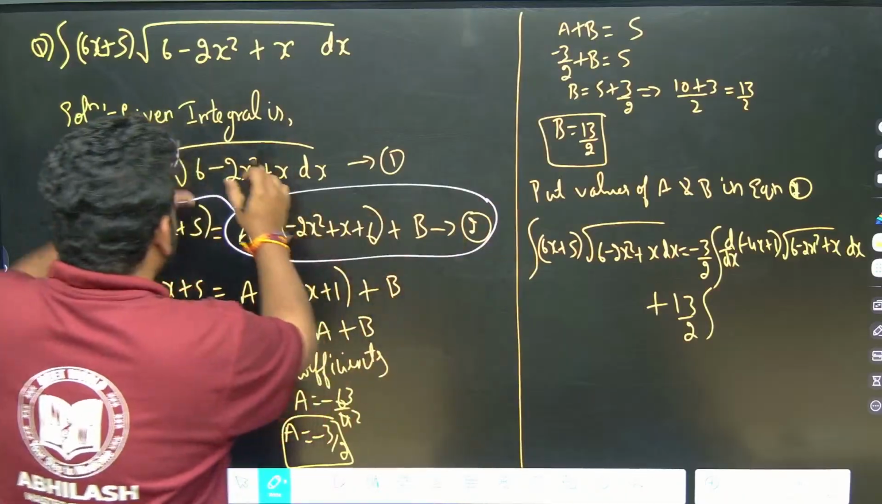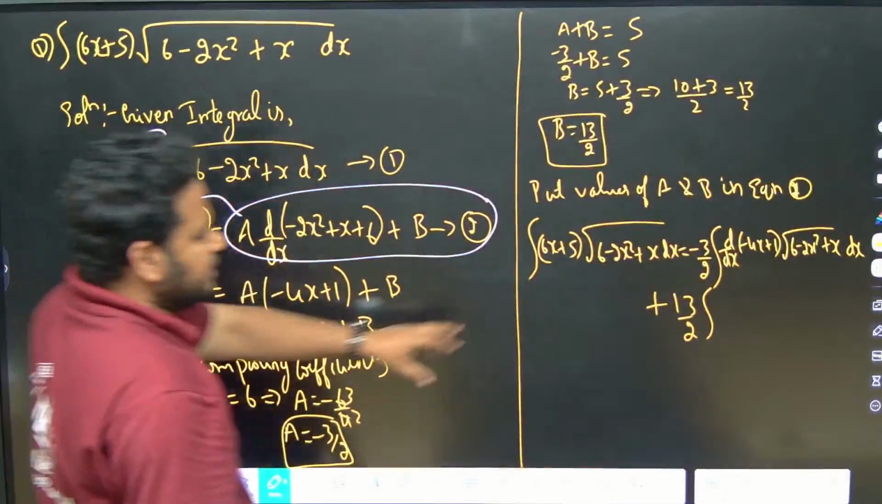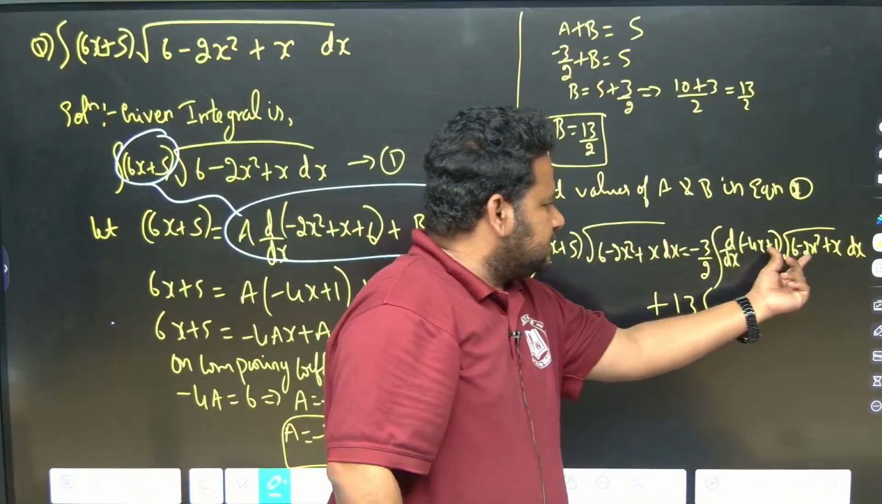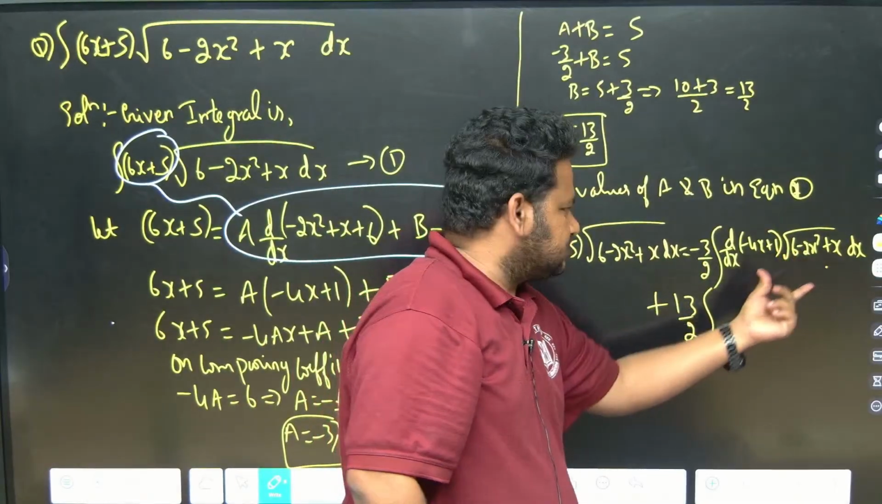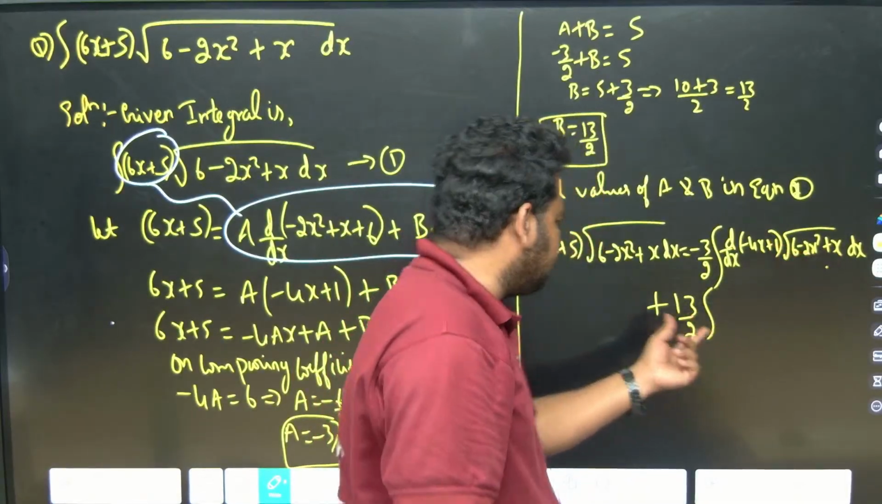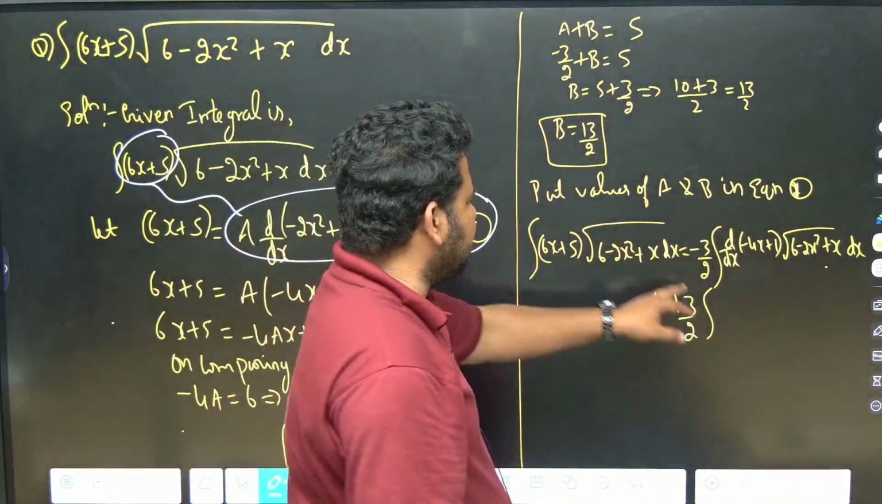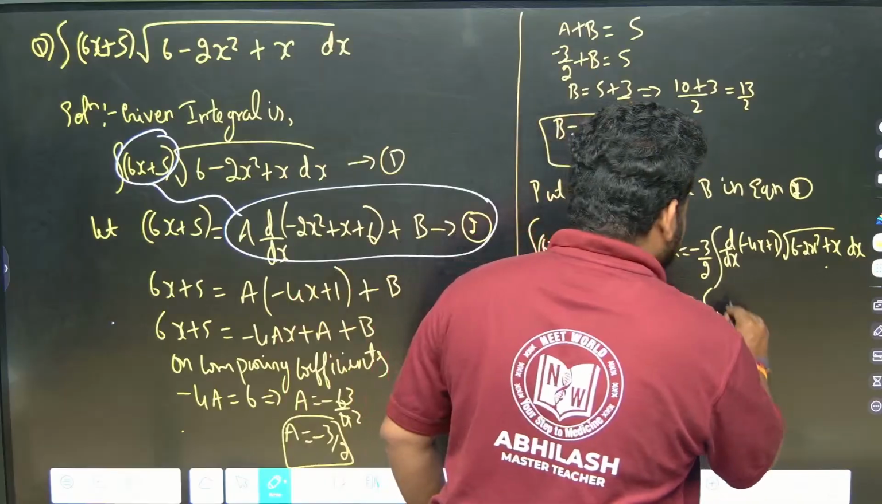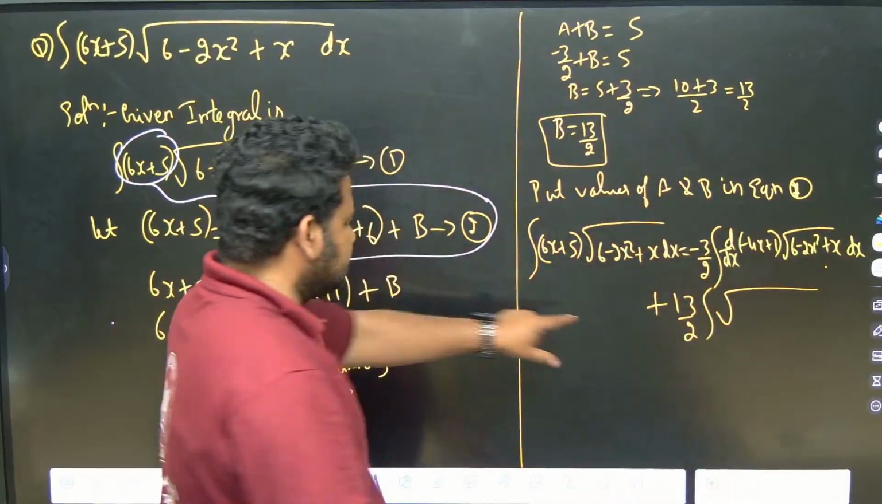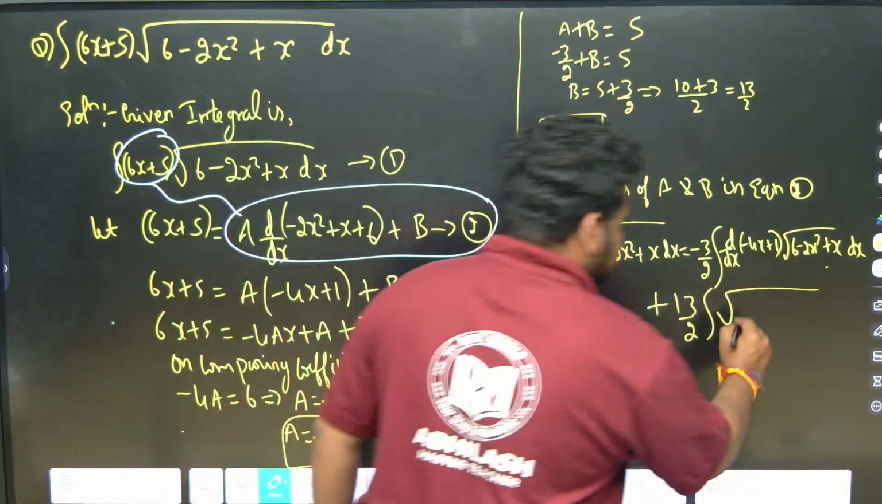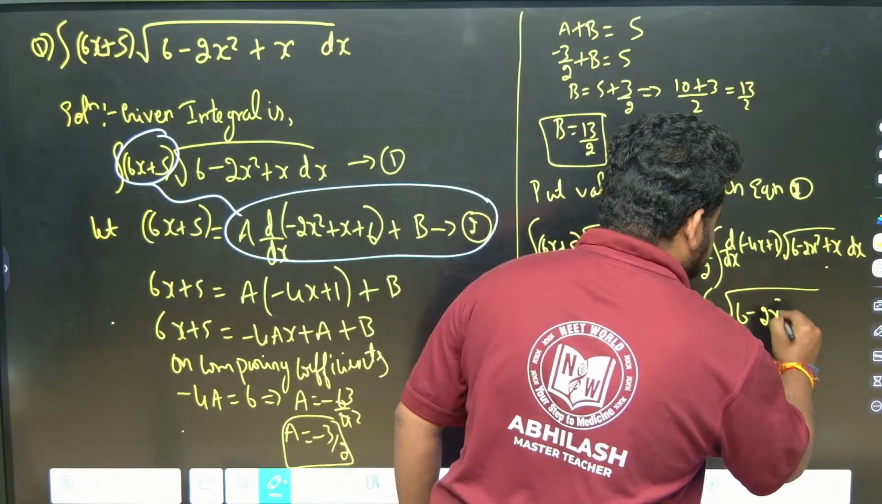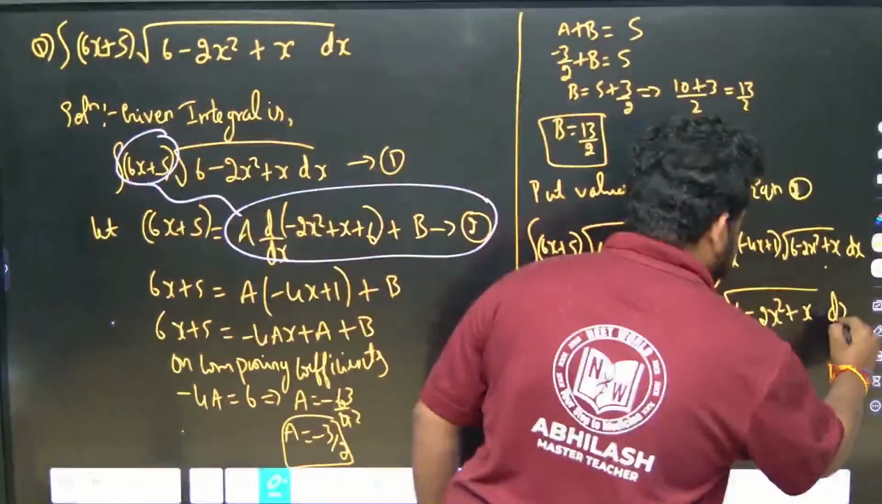Now we have to multiply this entire thing with this one. So we will get this entire thing into 6 minus 2x square plus x separated. So this one will be 13 by 2. 13 by 2 into the integral of the square root of 6 minus 2x square plus x dx. This is what we have.